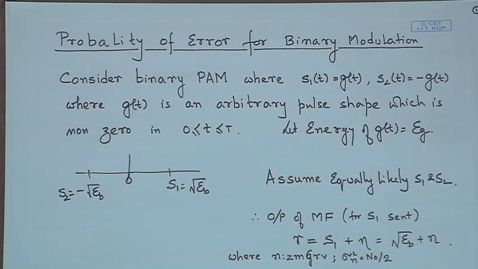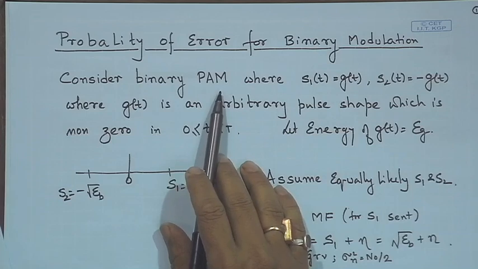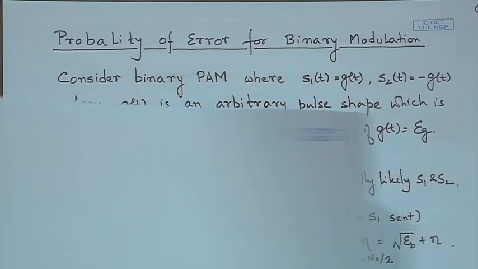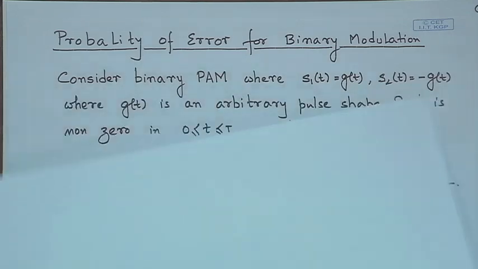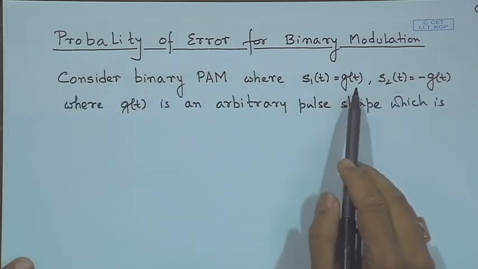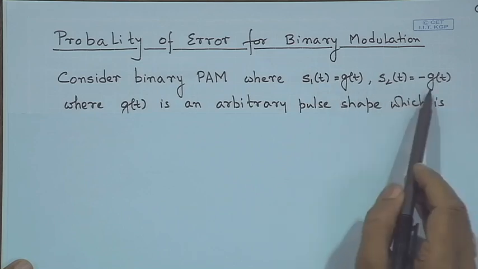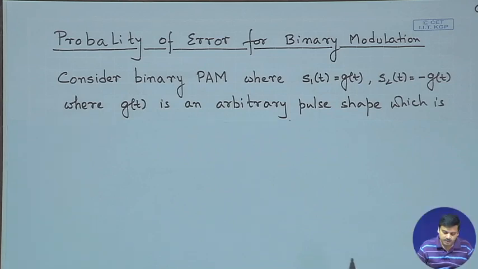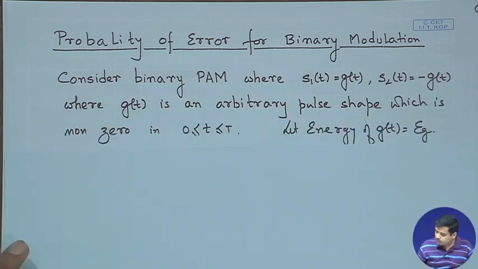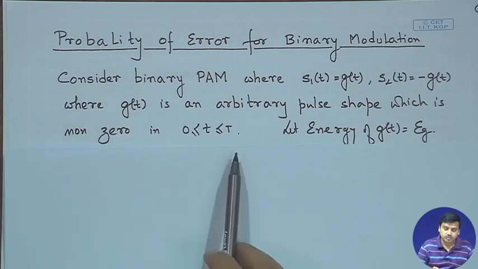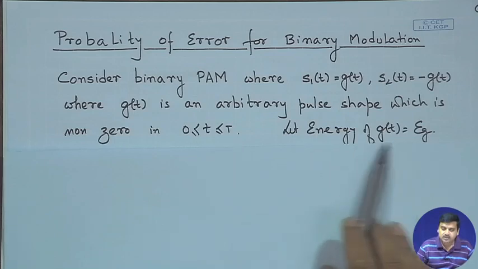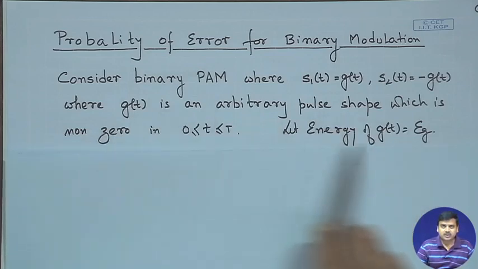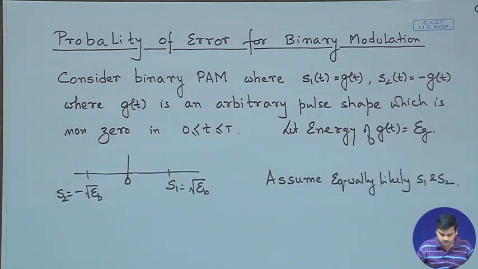What we have is a binary PAM signal, where we have the signals s1(t) and s2(t), and s1(t) is g(t) while s2(t) is minus g(t). So this is well known, where g(t) is an arbitrary pulse shape. We are not talking about a particular pulse shape, and of course whatever we have here is non-zero for the interval 0 to T. So let the energy of g(t) be Eg. These notations we have been using throughout, nothing much new for you.